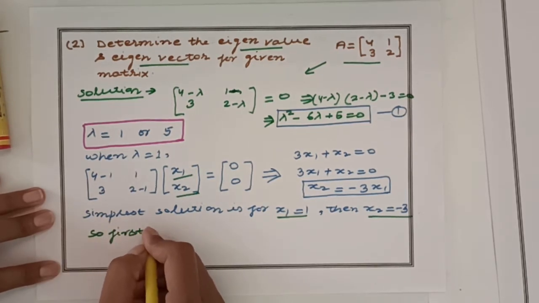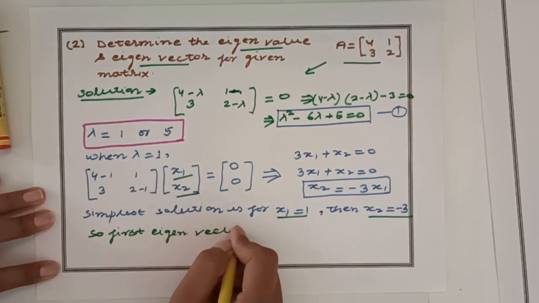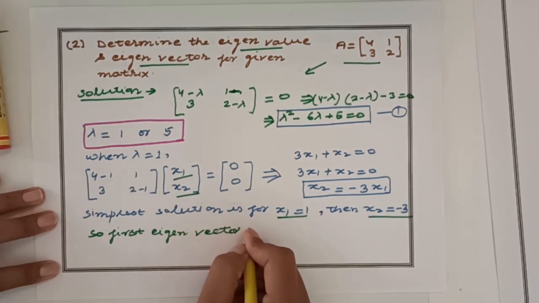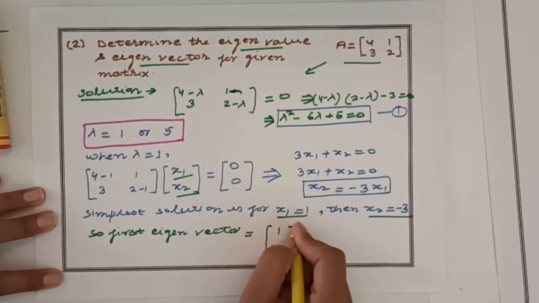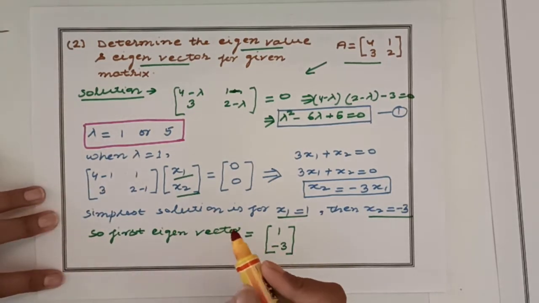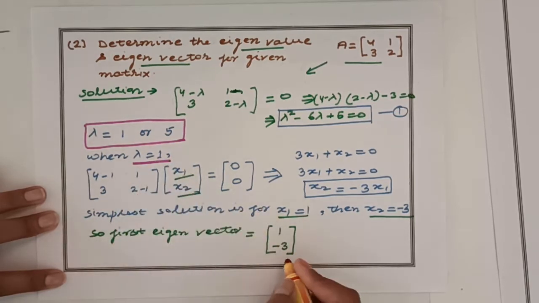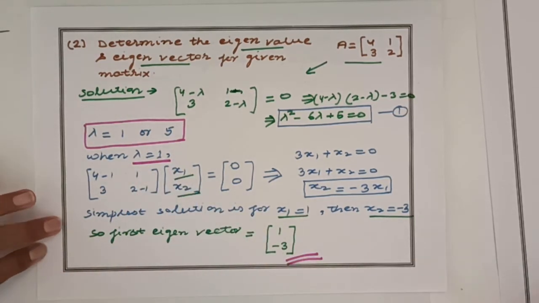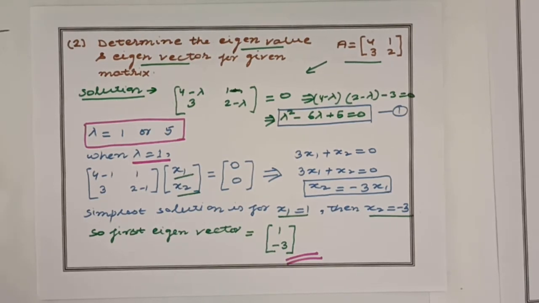So the first eigenvector will be what? 1 and minus 3. So in this case, when the eigenvalue is 1, the eigenvector is 1 and minus 3. Now the next case, when lambda is equal to 5.